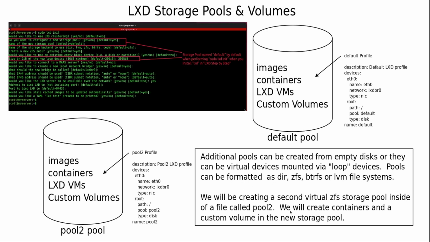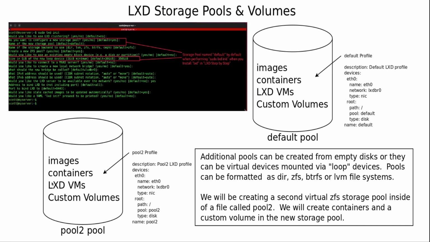So what we're going to be doing in our particular case in this tutorial is we're going to create a second virtual ZFS storage pool inside of a file, and we're going to call that file pool2.img, and we're going to create containers and a custom volume in the new storage pool. So the new storage pool looks pretty much just like the default storage pool. It would have images that are used to create containers.